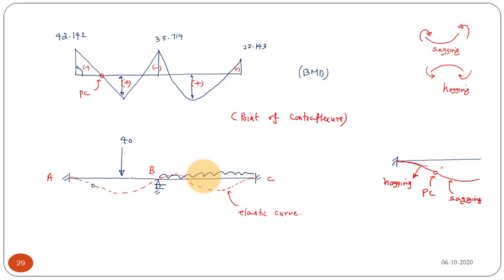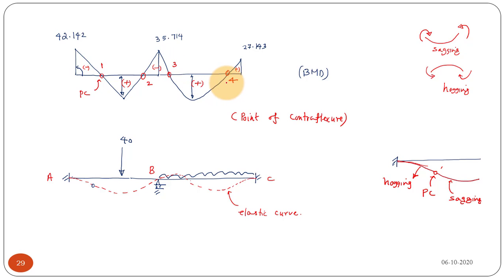Similarly, another point of contraflexion you can see here. Another point of contraflexion is this one, and the fourth point of contraflexion is this one. So basically, in this continuous beam, sometimes the question will be asked, how many points of contraflexion are there? So we have 1, 2, 3, 4. It can even be asked in objective exams like GATE. So 1, 2, 3, 4 points of contraflexion are present in the beam.